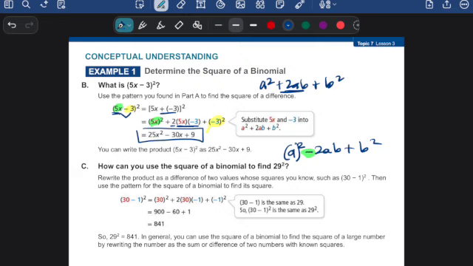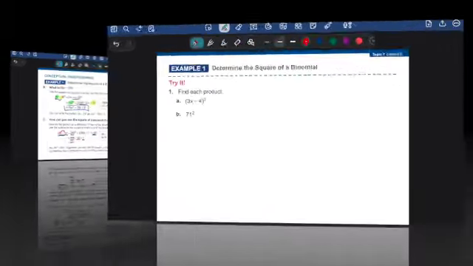So part C, how can we use the square of a binomial to find 29 squared? Well, we can turn it into two terms. We can say 29 is the same as 30 minus 1, right? And we can do the math easily with 30 and 1. We can square 30, and it's 900. We can square negative 1, it's positive 1. And then we can multiply 30 times negative 1 and double it and get negative 60. So this can be helpful to doing very fast or efficient math, if you remember this pattern.